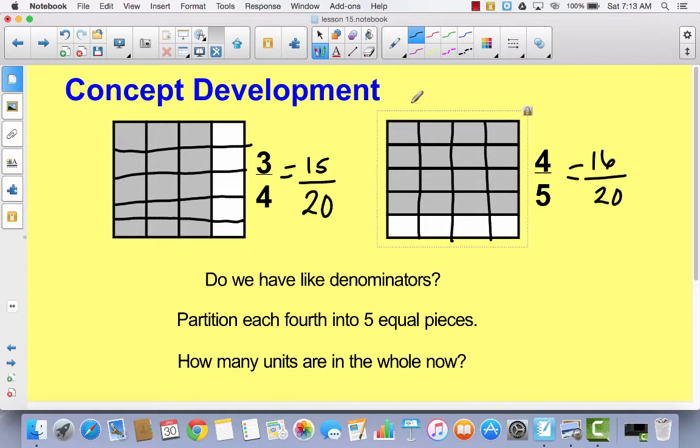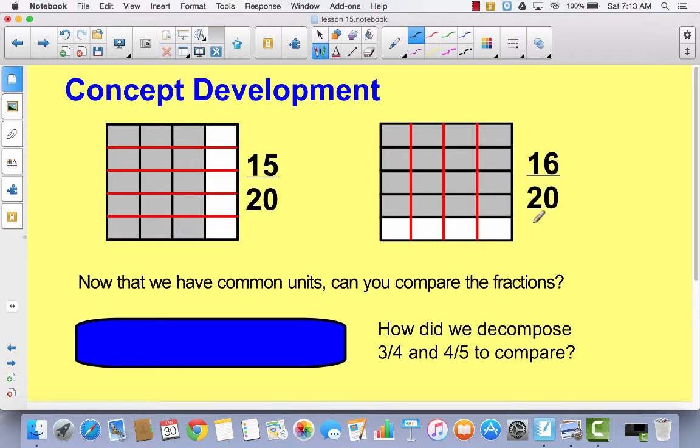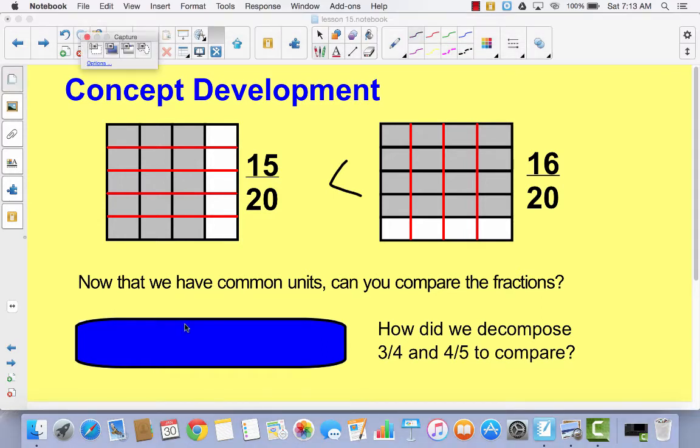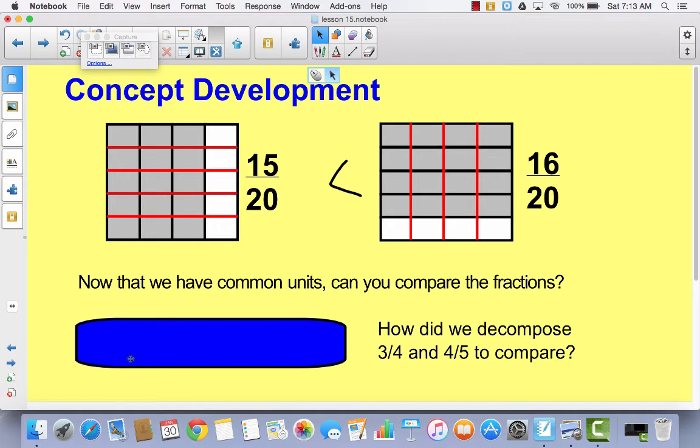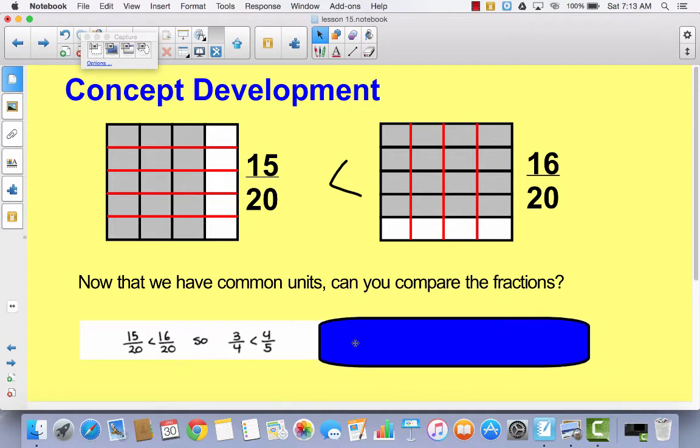We just took two fractions and we created two equivalent fractions. So now I've got two fractions that have a common denominator. Now I can easily compare them. How can I compare 15/20 to 16/20? Well, 15/20 is less than 16/20. So in your journal, I want you to write this for me. I want you to write 15/20 is less than 16/20. So write this. If this is true, then this is true. 3/4 must be less than 4/5.